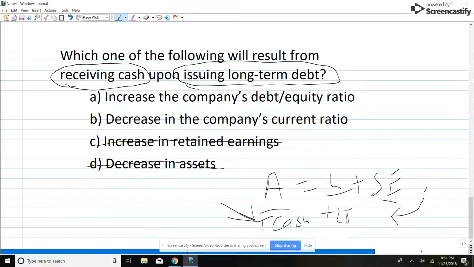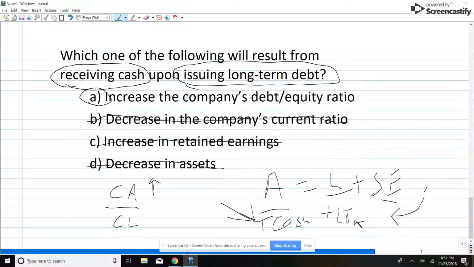Decrease in the company's current ratio. During the exam, you'll have your financial ratios with you, so you'll know that the current ratio is current assets divided by current liabilities. And they want to know if it's decreasing. Well, cash is going up, so the numerator is going up. And the current liabilities, well, this is long term, so there's no change. Just remember that with current liabilities, nothing's going on. So actually the current ratio is going up. Through the process of elimination, we now know that the answer is A.